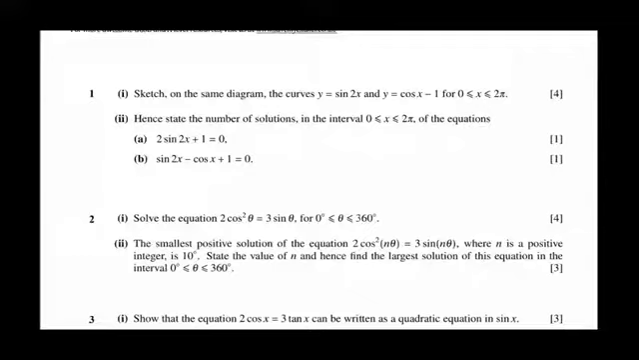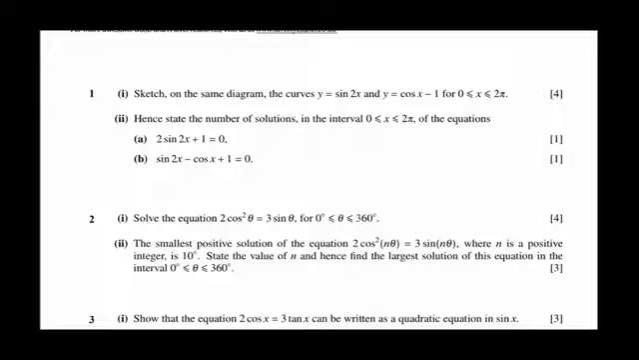Let's discuss a few questions from the topic trigonometry. Question number 1. Sketch on the same diagram the curves y equals sine 2x and y equals cos x minus 1, for the domain x lies between 0 and 2 pi, and also from 0 to 2 pi.